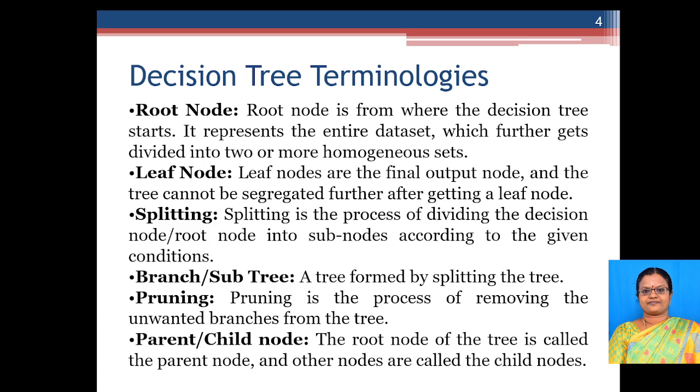The other terminology is splitting. It is the process of dividing the decision node or the root node into subnodes. The next one is branch or subtree. A tree is formed after splitting, right? After splitting the root node, you will get a subtree. That part we call a branch or subtree. And pruning is the process of removing the unwanted branches from the tree. And parent and child node: the root node of the tree we call the parent node, and the remaining nodes are called the child nodes.